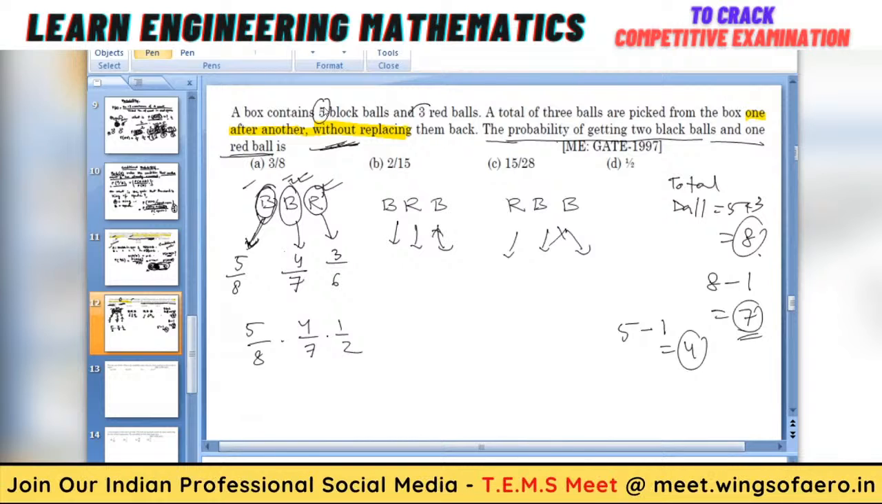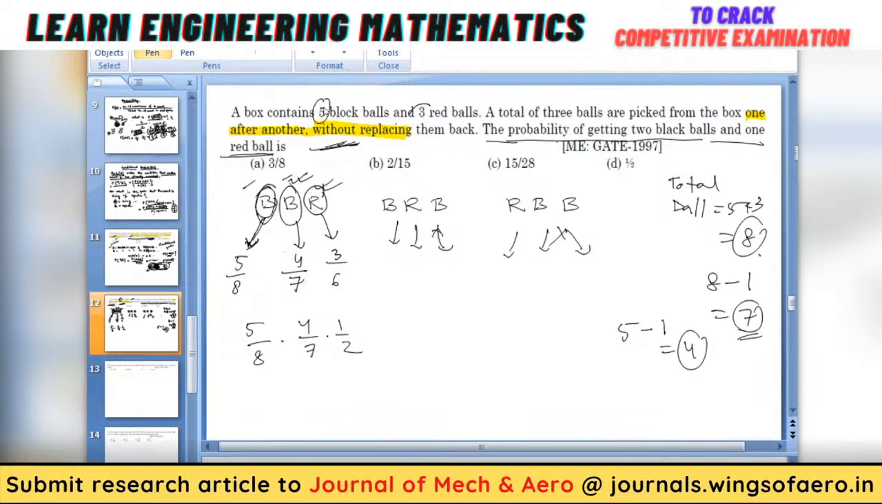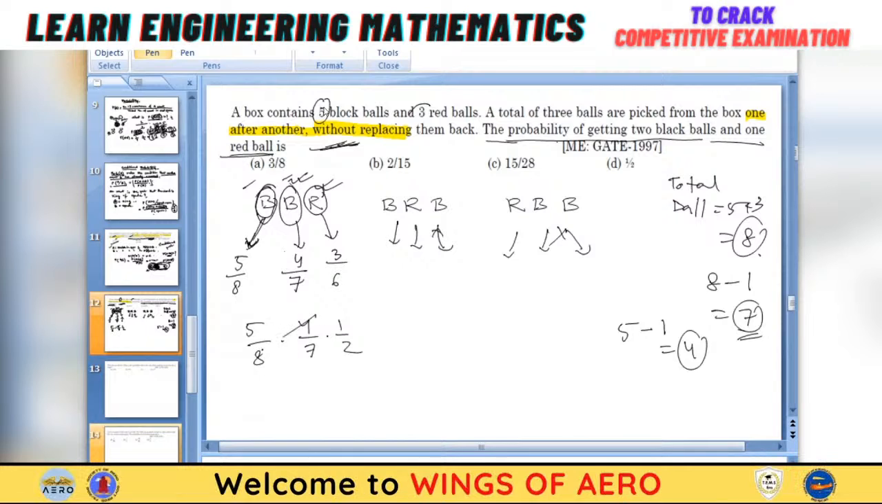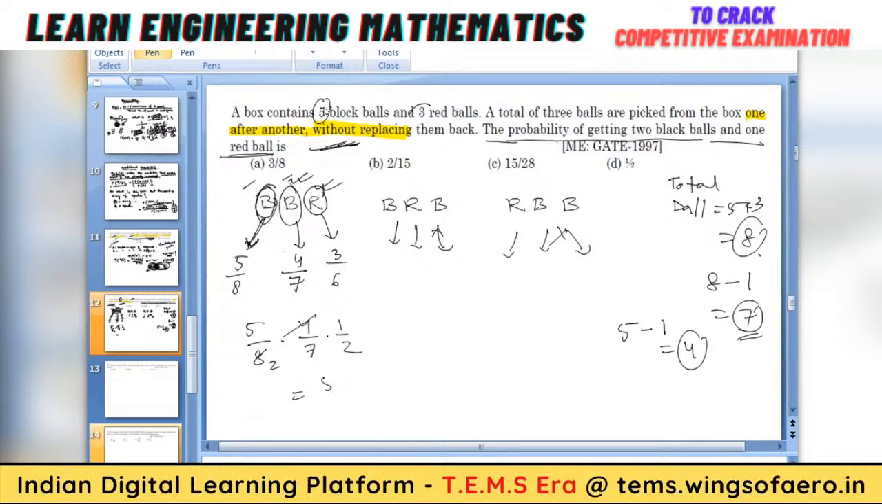Okay, and lastly, add all these things and tell me the answer. Yes, exactly. Exactly. 15 by 28 is the answer. So this is what? This is 2 and 5 by 28. Sorry. Yes, 5 by 28.